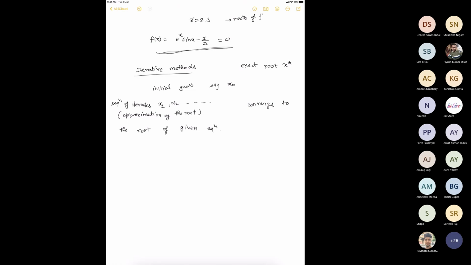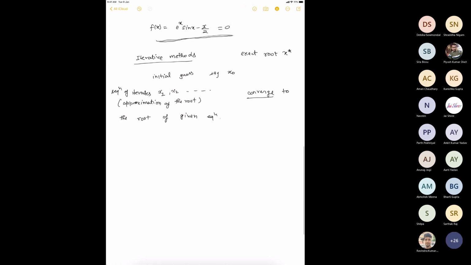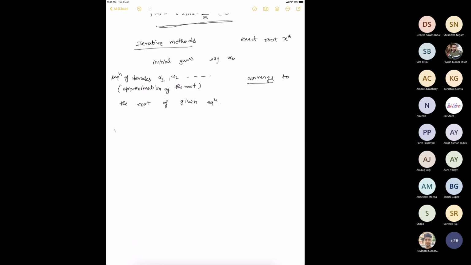So here we have seen a few words, the convergence, right? Convergence of the iterative method. There is a notion associated with the convergence of iterative methods, which is called the order. So let's try to understand that.